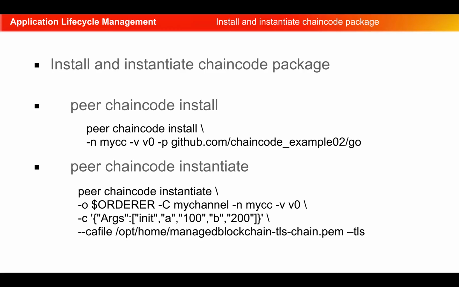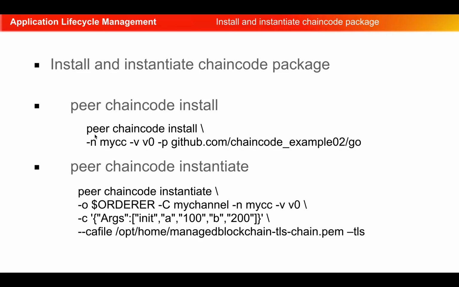Coming to the first part, which is install and instantiate Chaincode package. As we know, we can write multiple smart contracts, and all those multiple smart contracts are bundled into a chaincode, and we have to install and instantiate it on our network. So now let us get into the two commands which are used for installing and instantiating chaincode on the Hyperledger Fabric network. Let us see the first command, which is the peer chaincode install command.